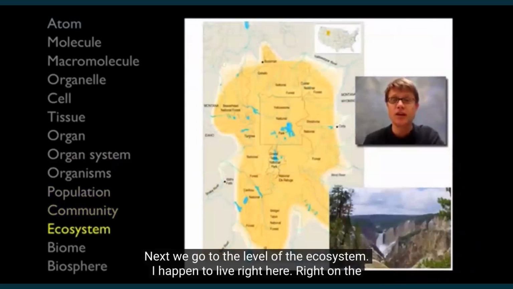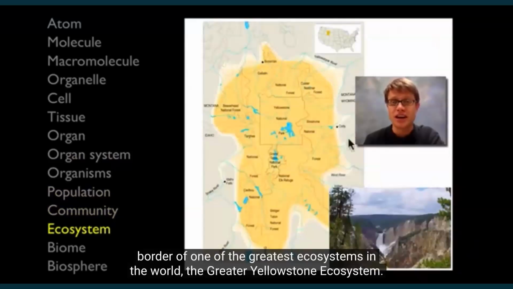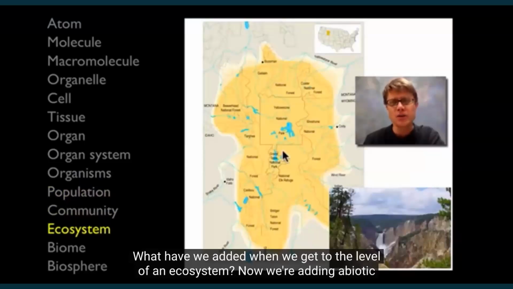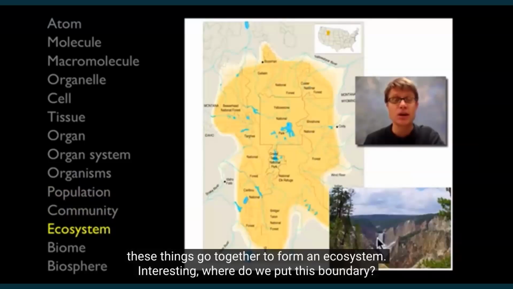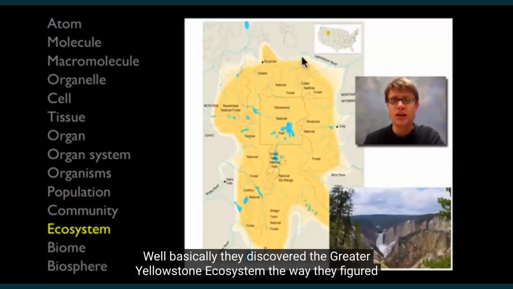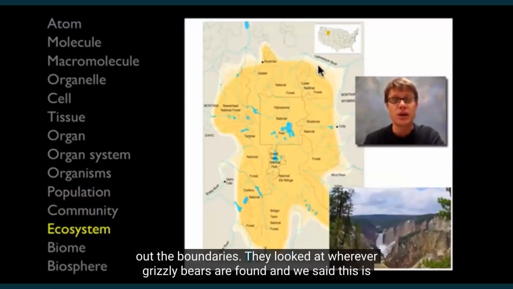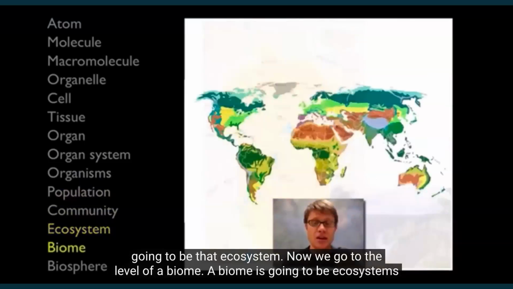Next, we go to the level of the ecosystem. I happen to live right here, right on the border of one of the greatest ecosystems in the world, the greater Yellowstone ecosystem. What have we added when we get to the level of an ecosystem? Now we're adding abiotic materials. So we're adding water, we're adding chemistry, we're adding light, and all of these things go together to form an ecosystem. Interesting, where do we put this boundary? Well, basically they discovered the greater Yellowstone ecosystem. The way they figured out the boundaries, they looked at wherever grizzly bears are found, and we said this is going to be that ecosystem.